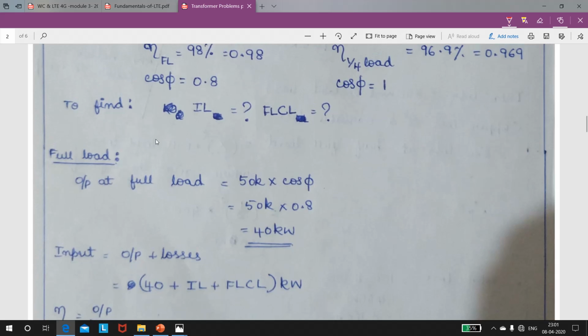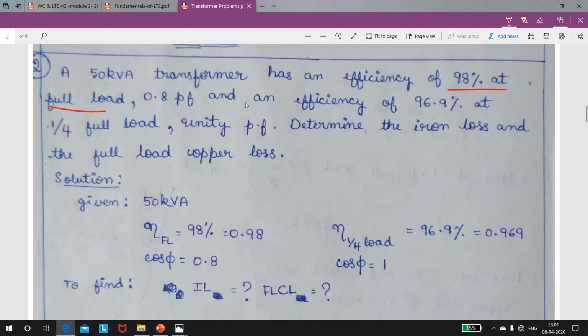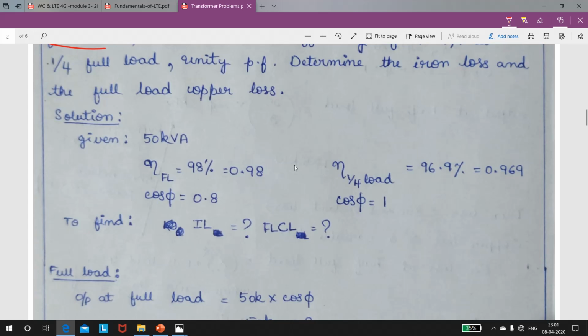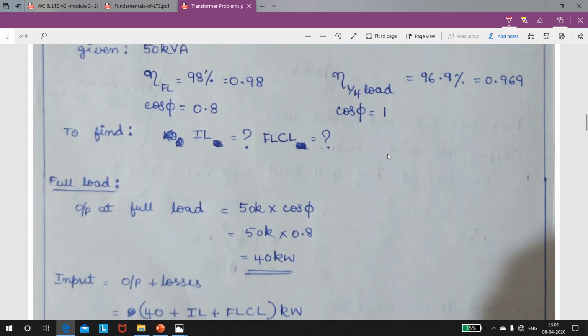Since they have given you the data for two parts, full load and 1 by 4th of the load, let me divide this problem into two parts. Now what do you have to calculate? Iron loss plus full load copper loss. Okay, now what you already know, efficiency is equal to output by input.